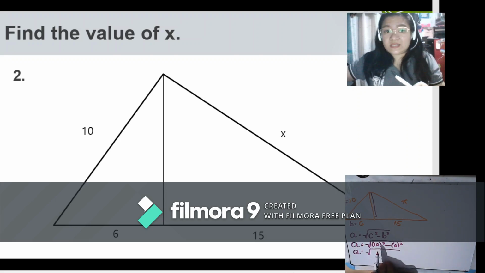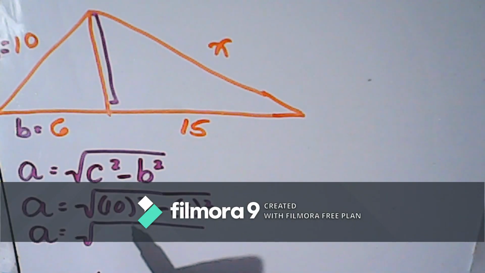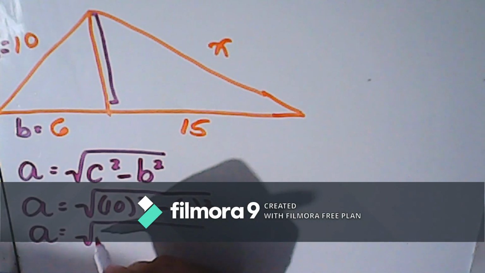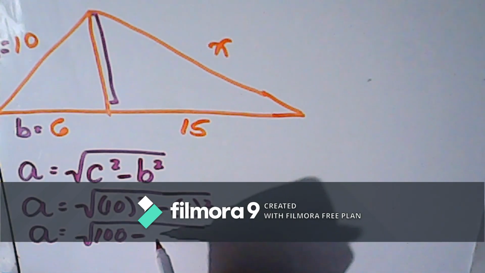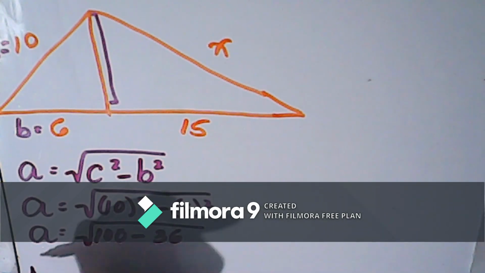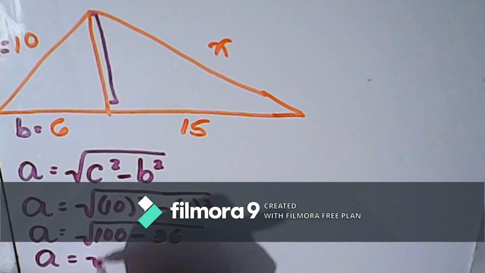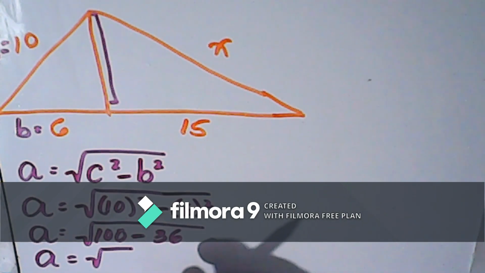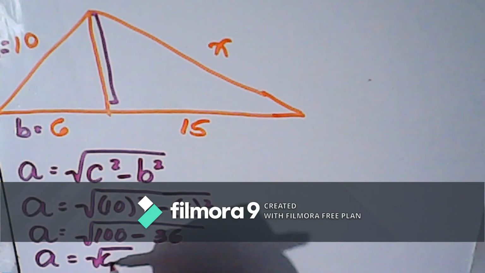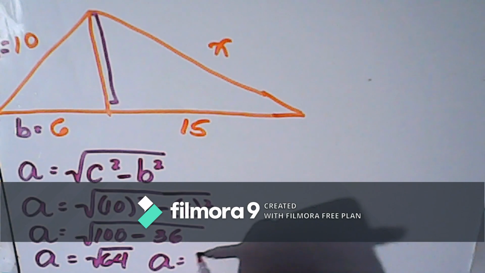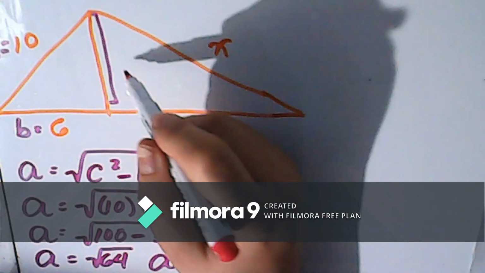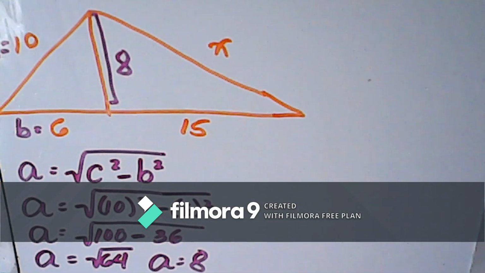10 squared is 10 times 10, so that is 100. Minus 6 squared. That's 6 times 6, which is 36. So A here is equal to the square root of 100 minus 36. 100 minus 36 is 64. And the square root of 64 is 8. Therefore, this altitude here is 8.